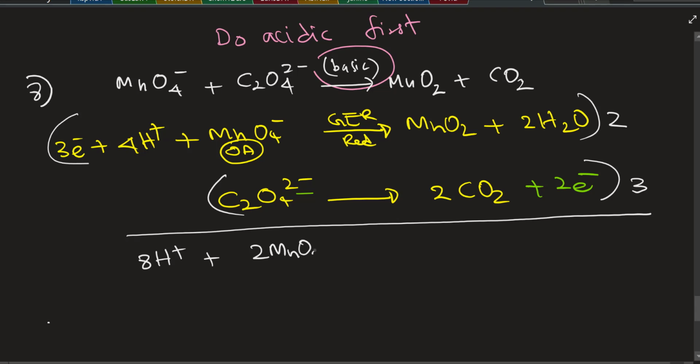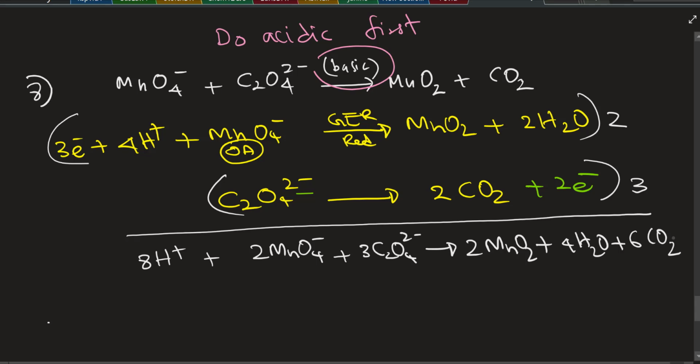Now 8H plus because of 2 times 4H plus, and then 2 MnO4 minus, and we have some more on the left, the oxalate, 3 times C2O4 2 minus. It goes into the right, and 2 MnO2, 4 water, 2 times 2 water, and then 3 times 2, 6 carbon dioxide. Now it should be that.